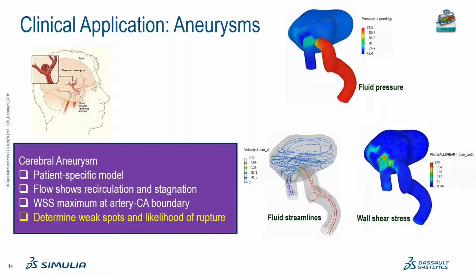Aneurysms can be corrected with a stent graft that prevents fluid flow within the aneurysm, but the right stent graft must be selected. And again, here the clinician can use our simulation to identify the right size and type of stent graft to correct the blood flow to a normal condition.